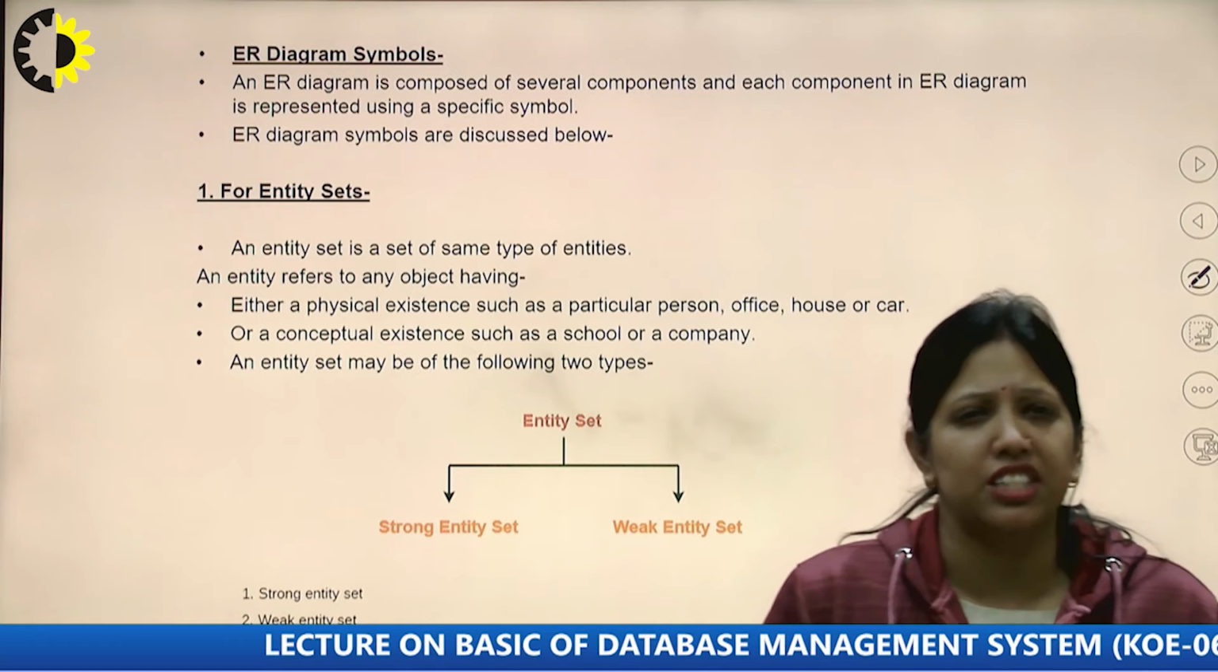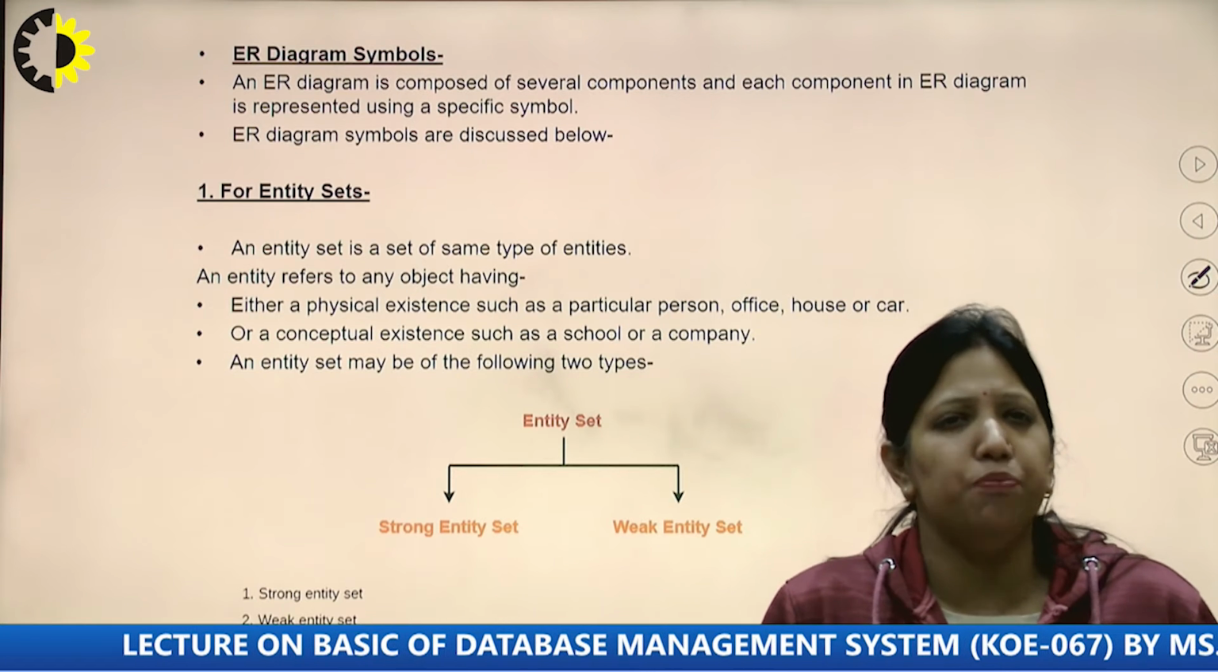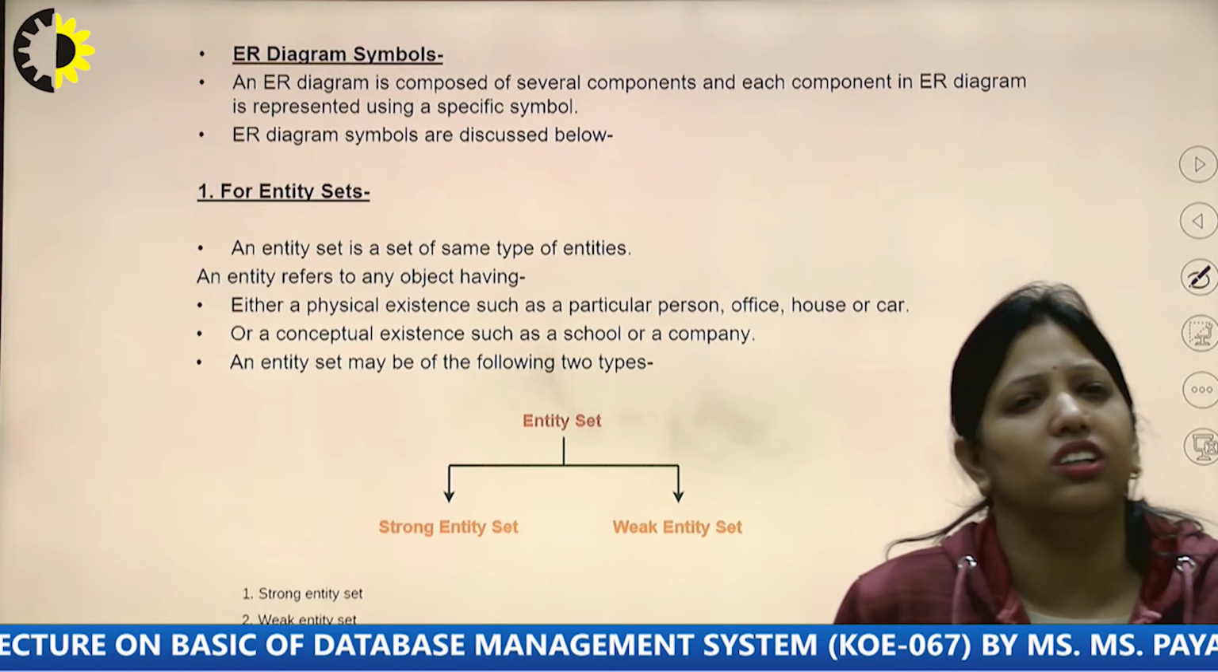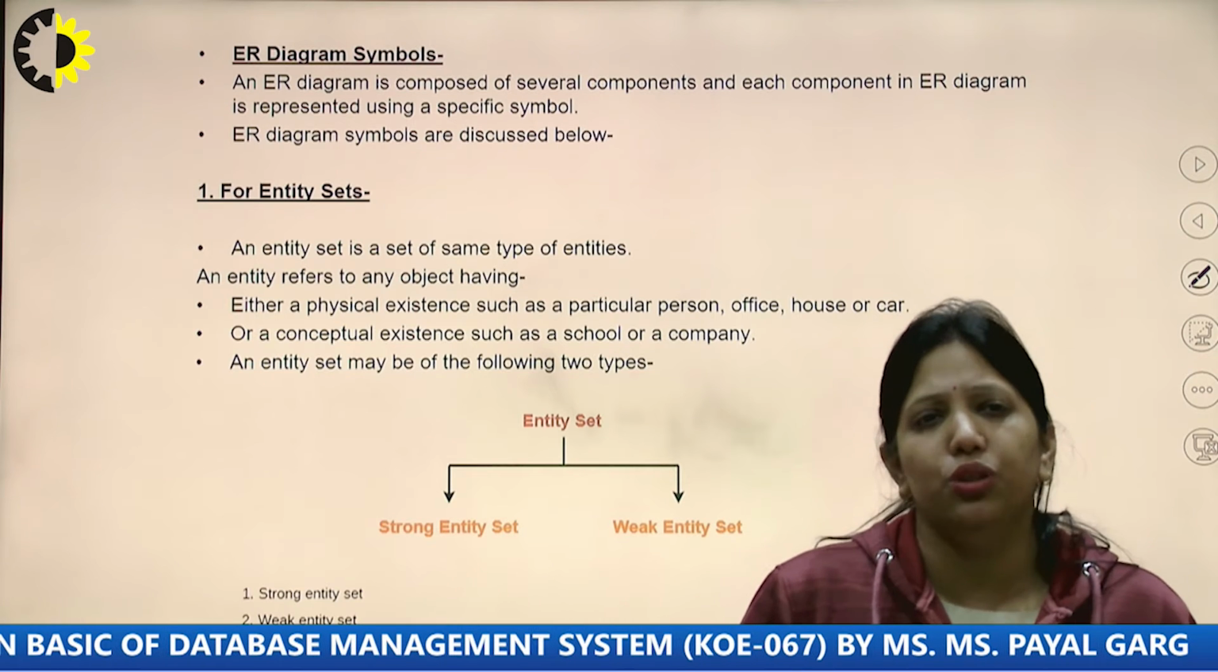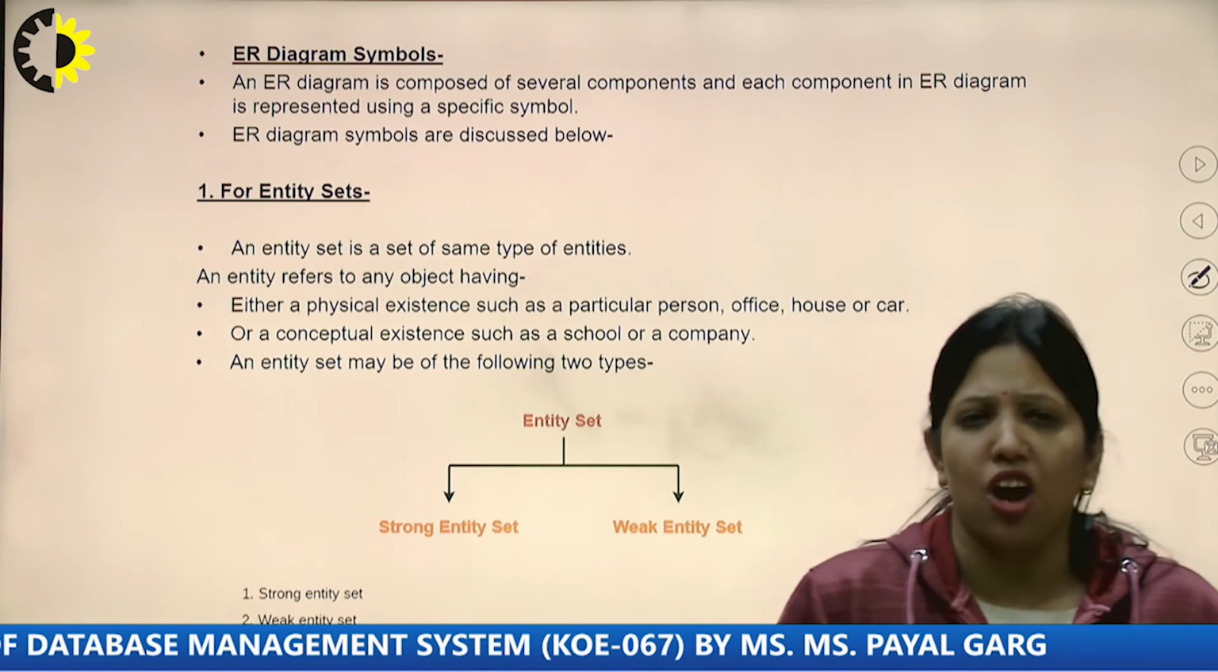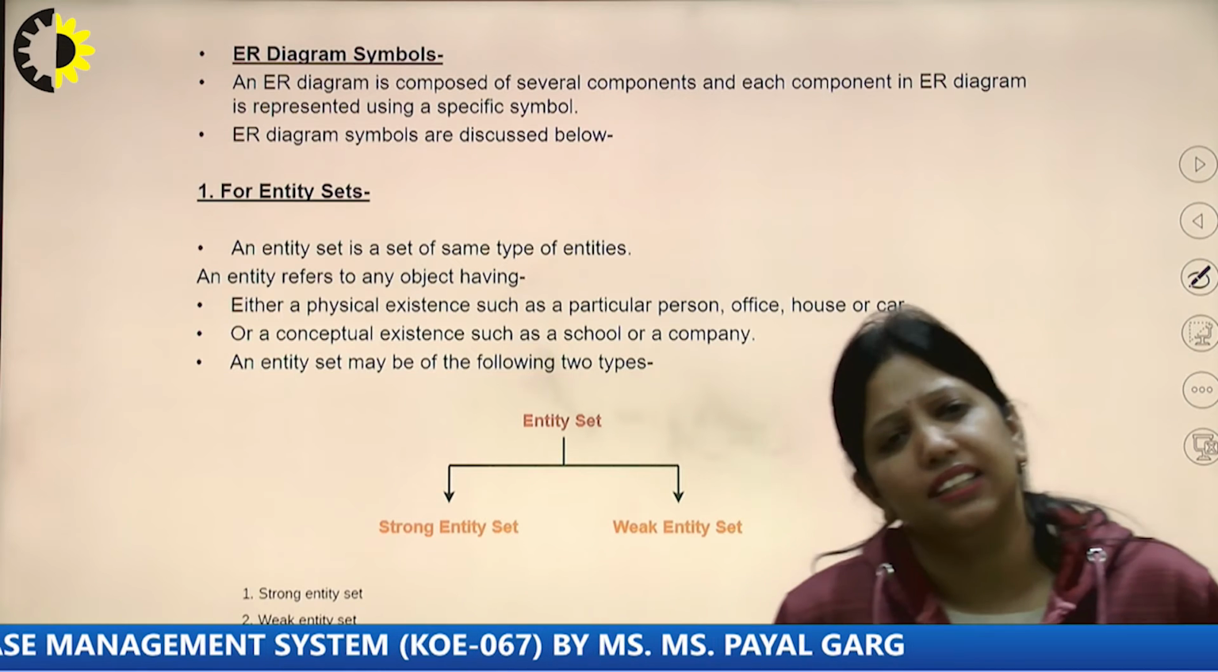Or we also have the conceptual existence such as a school or a company. These all are entities again. So we have two types of entities. First is the strong entity set and second is the weak entity set.